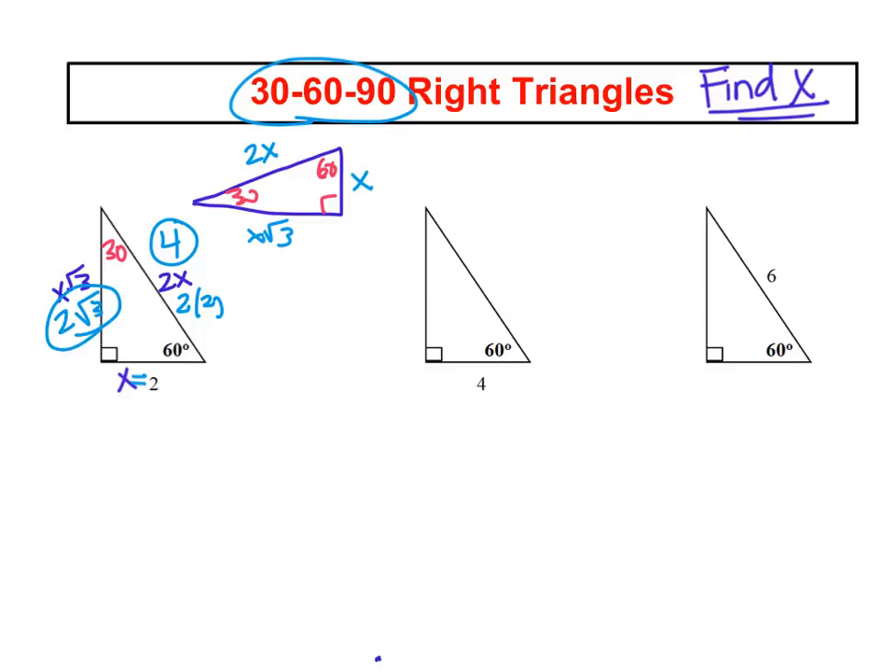So basically, if you know the x value, then you just go back and you plug it into the 2x and the x root 3. And our other side we already knew was a 2. So those are the 3 sides of that triangle.